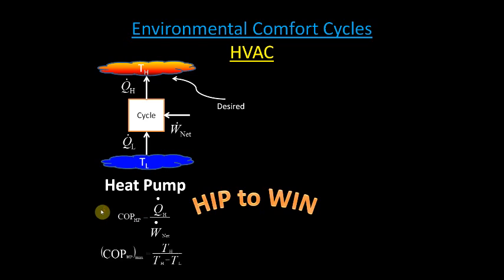The maximum coefficient of performance for a heat pump is the temperature of the high reservoir divided by the difference of the temperature in the high reservoir with the temperature in the low reservoir. Again, all temperatures for coefficient of performance must be in absolute values.